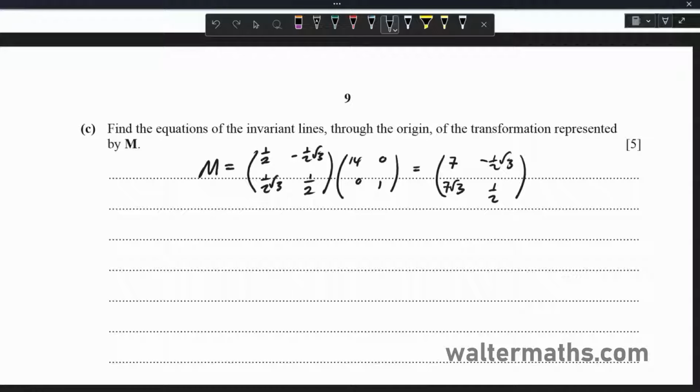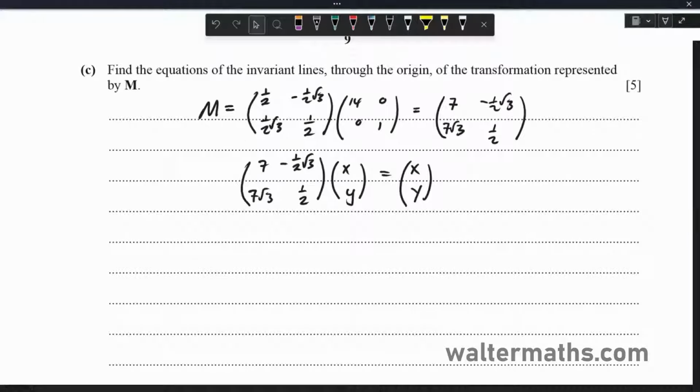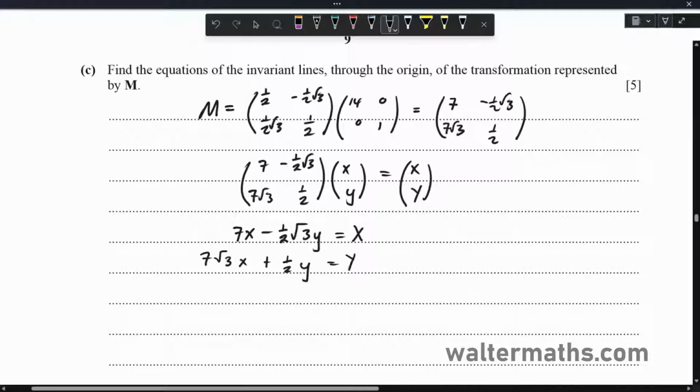So we want to look for the invariant lines through the origin, which means if we multiply the matrix M, that's 7, minus a half root 3, 7 root 3 and a half, times x y, we get the image, big X and big Y. That's basically 7x minus a half root 3 y equals big X. Then 7 root 3 x plus half y is equal to big Y.